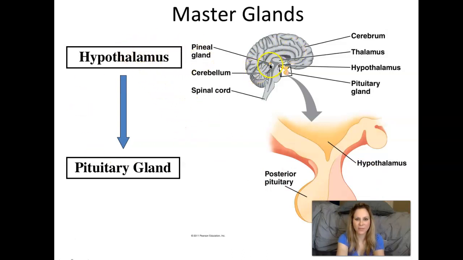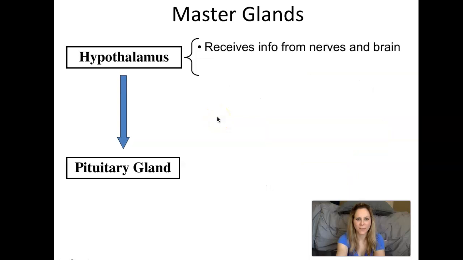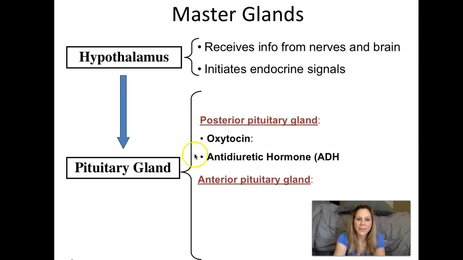So you have the brain with the hypothalamus, and then the pituitary right underneath it. All right, so the hypothalamus is going to receive information from nerves. So there's going to be a neuron that's going to synapse with the hypothalamus, and it is going to initiate the endocrine signals. That's what makes it the master gland. So the pituitary gland has two parts.